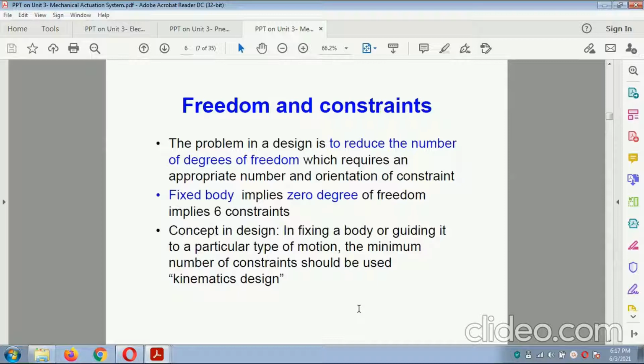The problem in design is to reduce the number of degrees of freedom, which requires an appropriate number of constraints. A fixed body has 0 degrees of freedom and imposes 6 constraints. A concept in design: in fixing a body or guiding it to a particular type of motion, the minimum number of constraints should be used, which is called kinematic design.